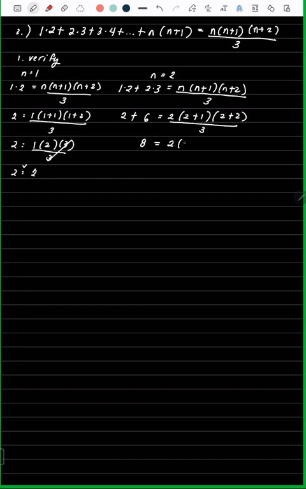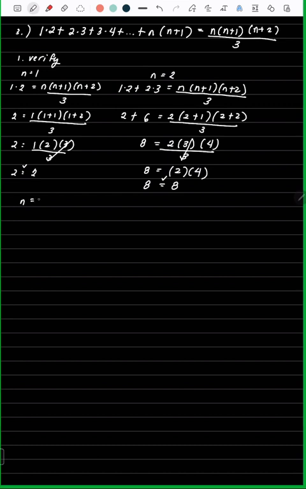And then on the right side, that would be 2 multiplied by 3 multiplied by 4 over 3. Again, we can cancel out the 3. So that would be 8. 2 times 4 is also equivalent to 8.